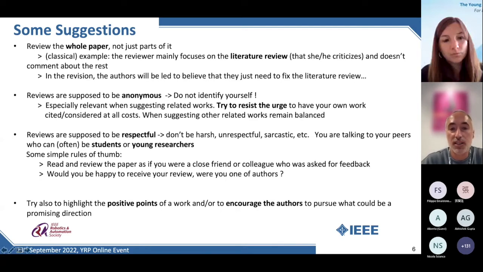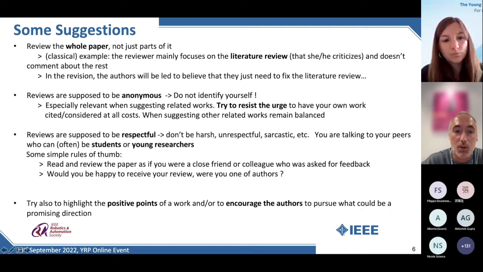You have to imagine that, first of all, you're talking to your peers, to your colleagues, and very often these colleagues or part of the authors are students or very young researchers. When they get this kind of feedback, it can be very hard for them. Someone with a lot of experience may not care, but a young student can be affected a lot by a very harsh review. So there is no reason to do it. You can always write your comments in a respectful way.